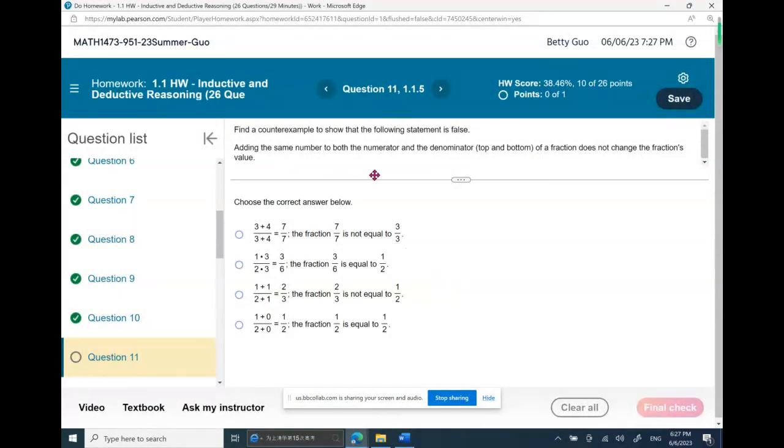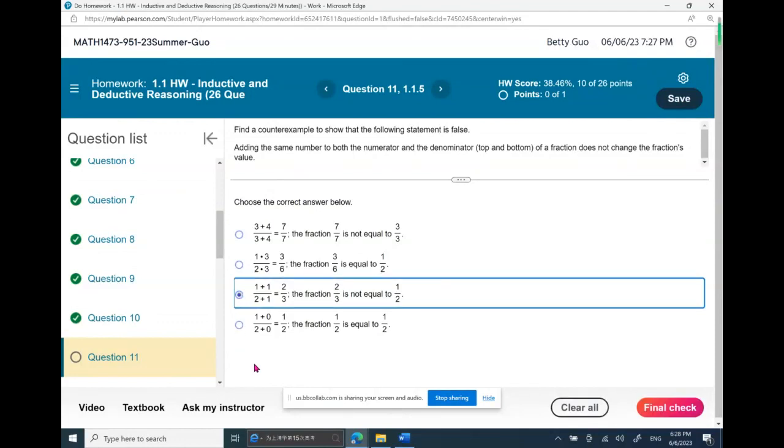Adding the same number to both the numerator and the denominator does not change the fraction's value. This is so wrong. This is very wrong, okay? Please never do that. Choose the correct answer below. We can try this one. The original number is 1/2. If we add a 1 to both top and bottom, we would have 2/3. Obviously, 2/3 is different from 1/2. This is very false, very wrong.